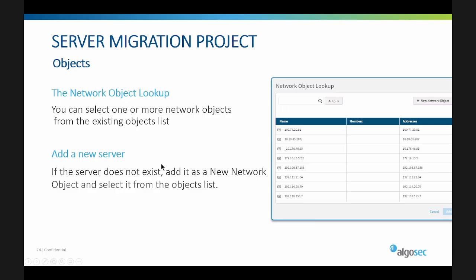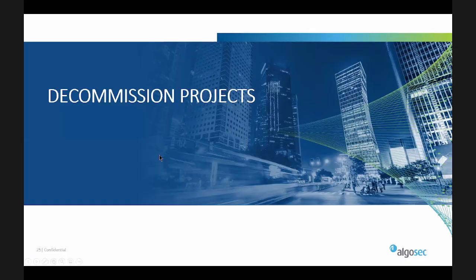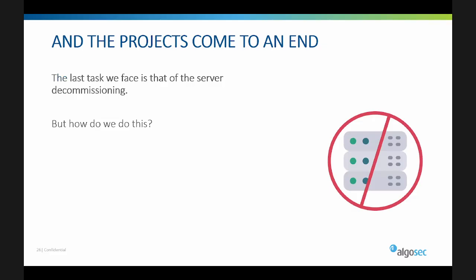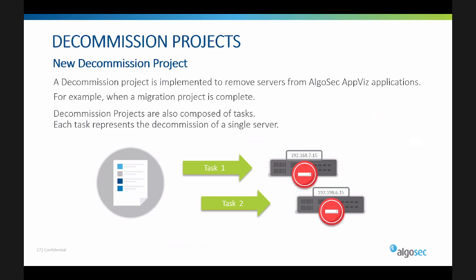Okay, so we said we need to define objects to replace the existing objects. The new objects will point to the new home for all the applications on the server. And then finally, decommissioning projects, where we want to remove an old on-prem server. How do we go about doing that?